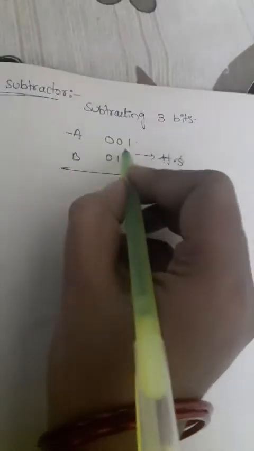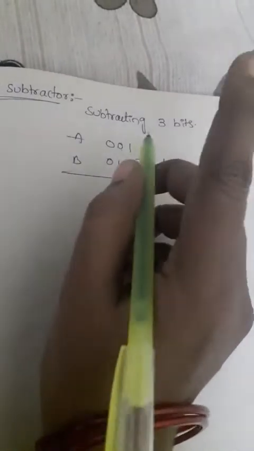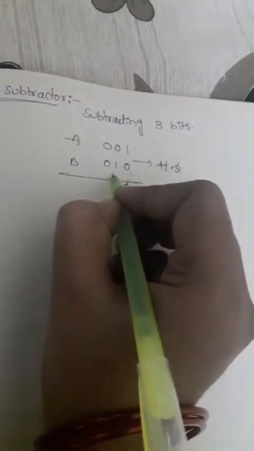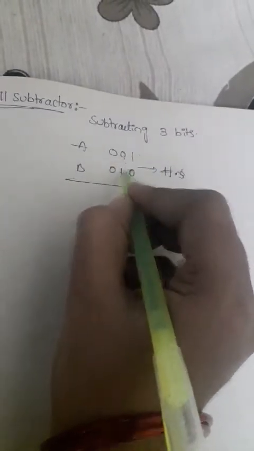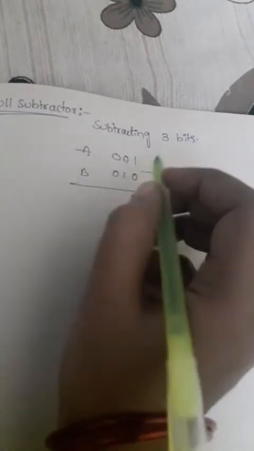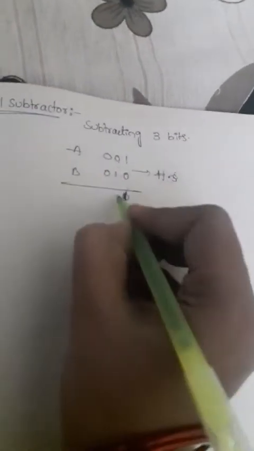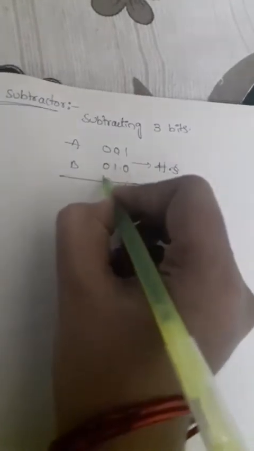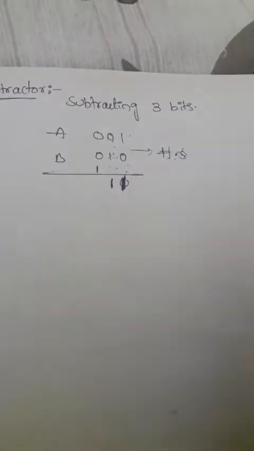Coming to the next bit, that is 0 minus 1. For this also we need one half subtractor, because there is no other bit, so directly we go for one half subtractor and do the subtraction. 0 minus 1 gives a difference of 1, and we get a borrow of 1 while doing 0 minus 1, right?